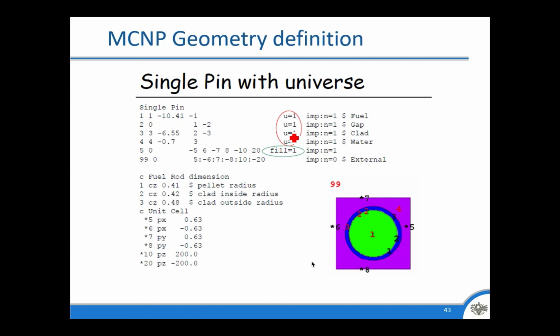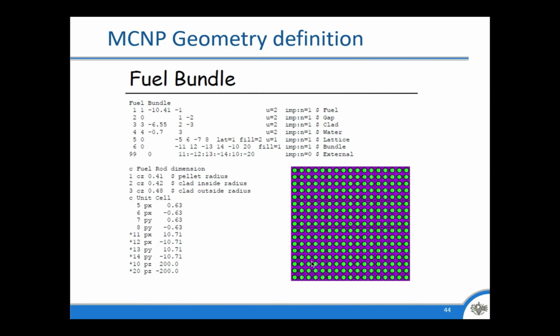But here, as you can see, it's more complicated. In this case, my fuel will be in my universe 2, and my universe 1 will be the lattice. Imagine the same thing here, but empty: just a lattice with all these empty positions.